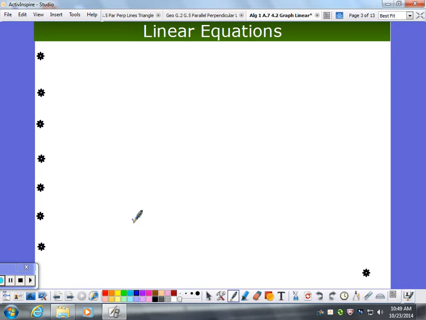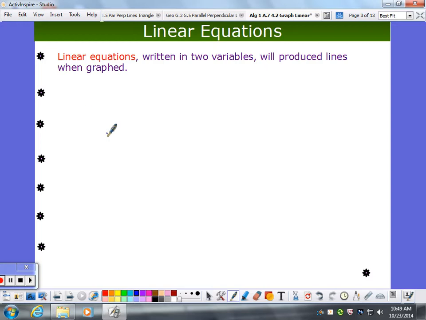Okay. So now let's go on to our linear equations. Linear equations have two variables. We're used to equations that look like this: 3x plus 2 equals 7, right? That's the kind of equation we're used to seeing. Now we're going to look at ones that have two variables. This one only has one.